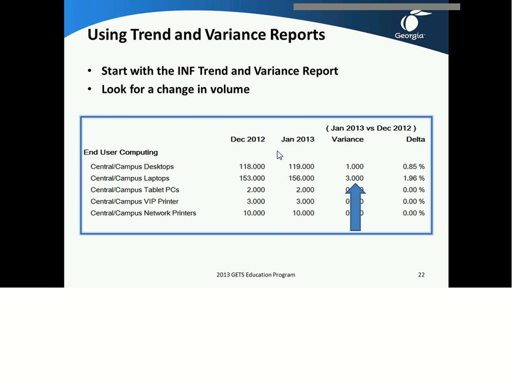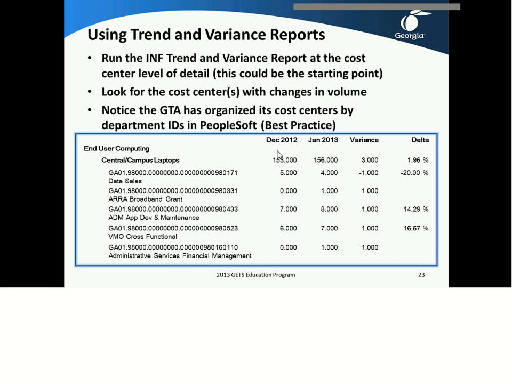So let's look more into that. We can run the trend and invoice variance report at the cost center level. You could have started there. And then you look for the cost center with the changes in volume. In this case, we can see that the first change in volume that we see is a reduction in one laptop for the data sales cost center. Now in this case, this is GTA, and we've aligned our cost centers with our PeopleSoft department IDs.